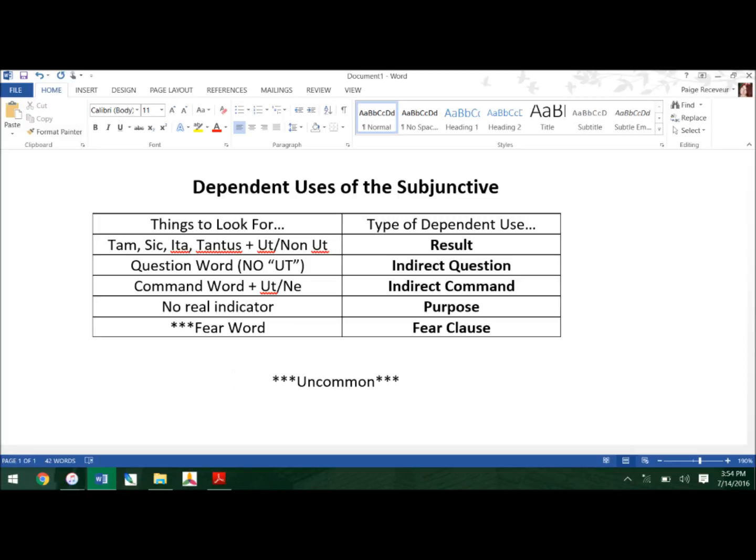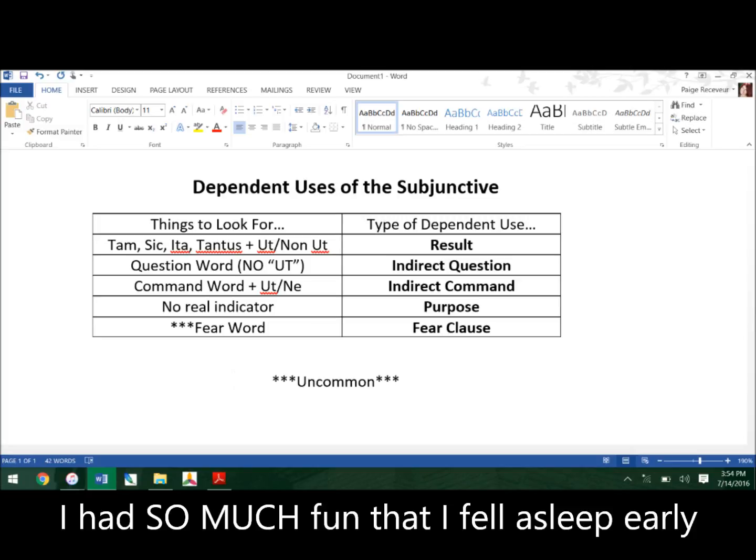A result clause shows the reasoning behind something happening. In Latin, these are almost always set up by the words tam, sic, ita, tantus, or something that means "so great" or "so much." For example, "that was so much fun that I fell asleep early." In that sentence, the "so much" shows why. The reasoning, therefore, the result of that action, is that you fell asleep early.